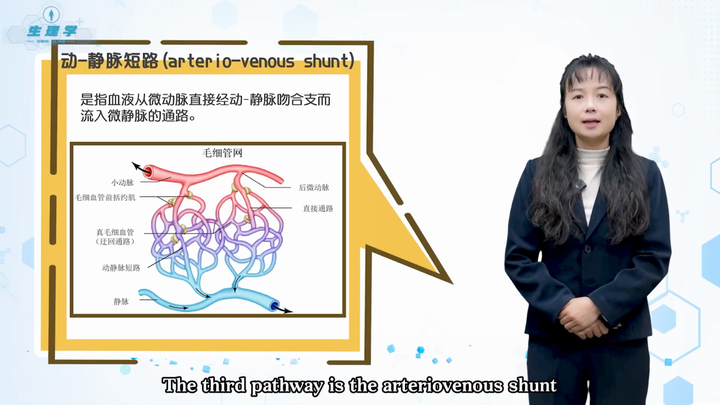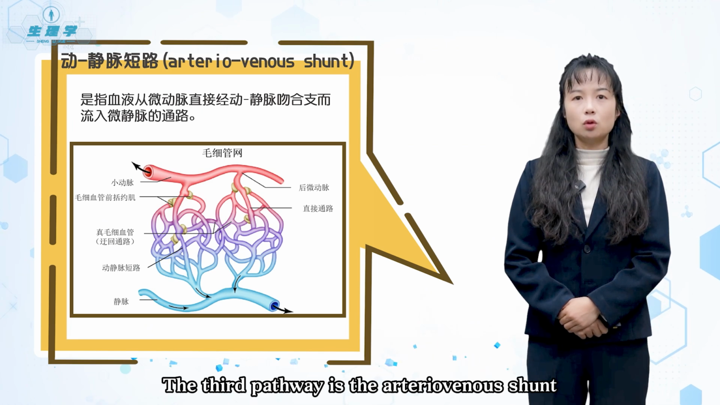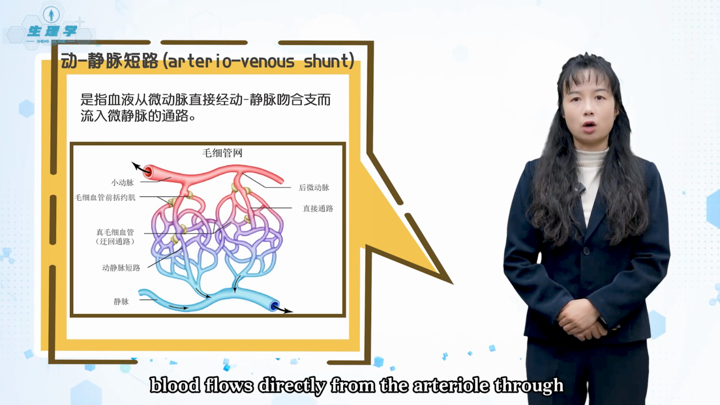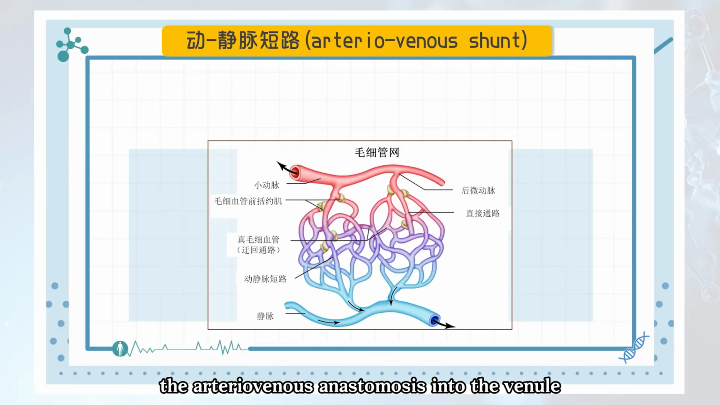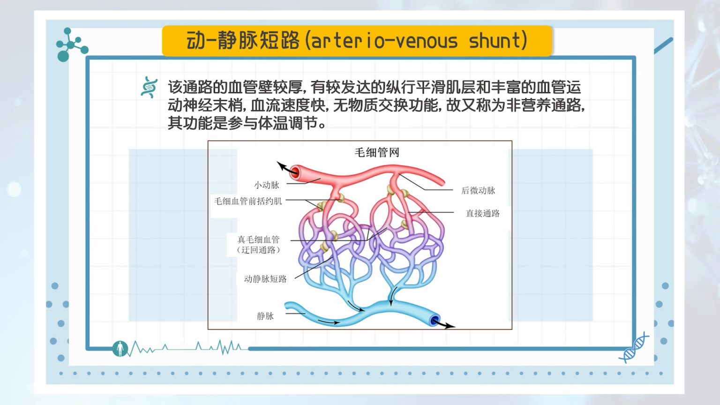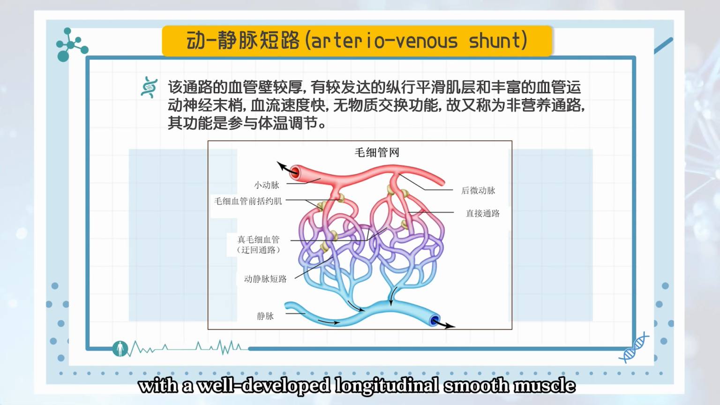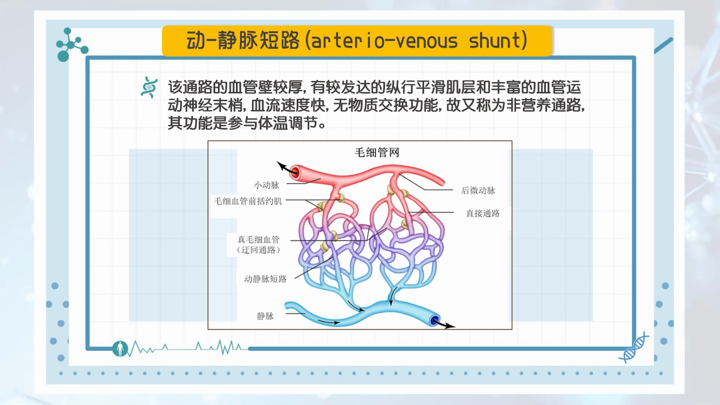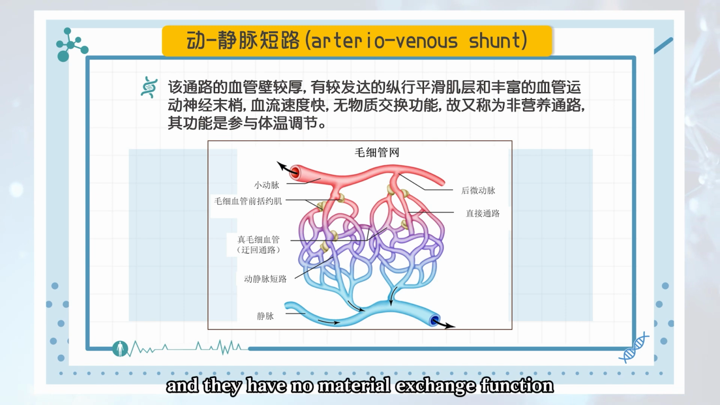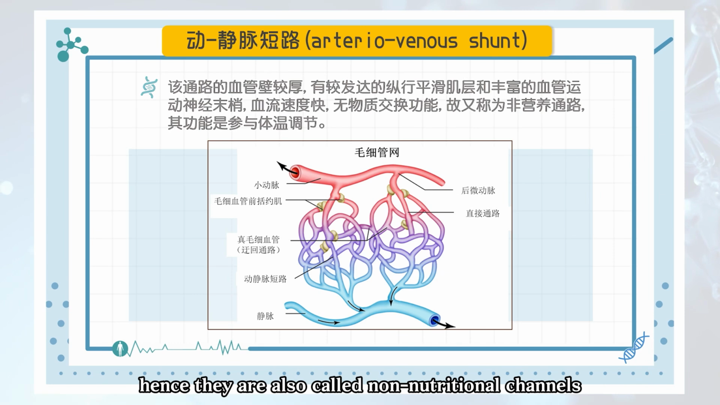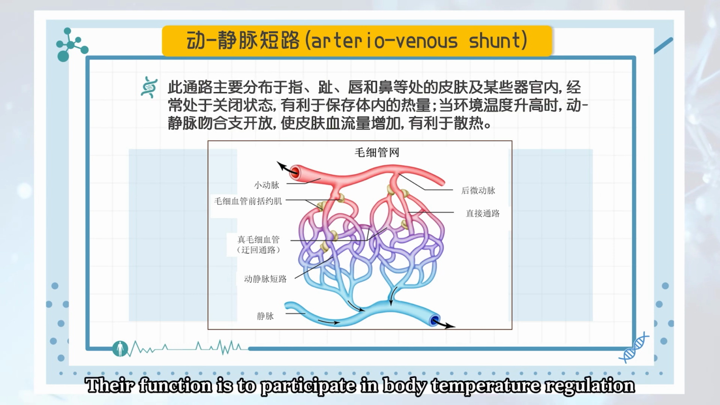The third pathway is the arteriovenous shunt. The arteriovenous shunt refers to the pathway where blood flows directly from the arteriole through the arteriovenous anastomosis into the venule. The walls of these vessels are relatively thick, with a well-developed longitudinal smooth muscle layer and abundant vasomotor nerve endings. Blood flow velocity is high, and they have no material exchange function, hence they are also called non-nutritional channels. Their function is to participate in body temperature regulation.